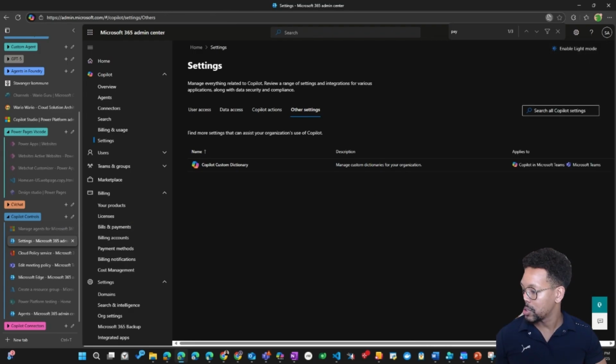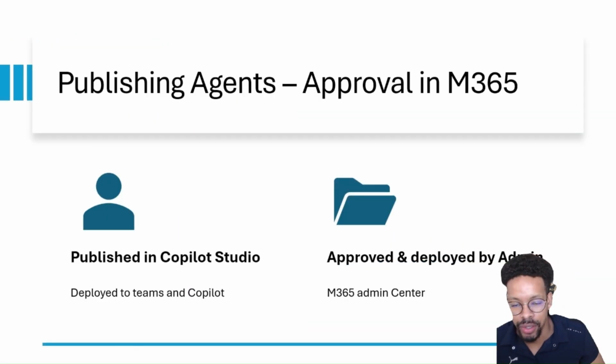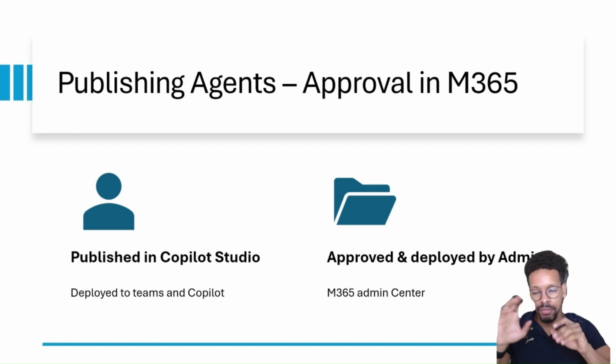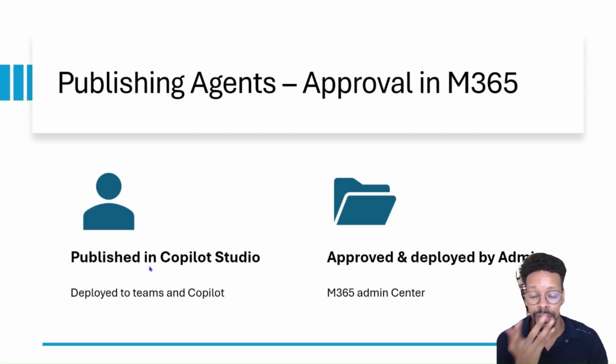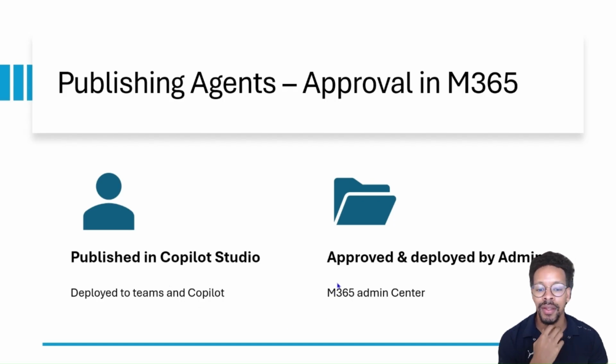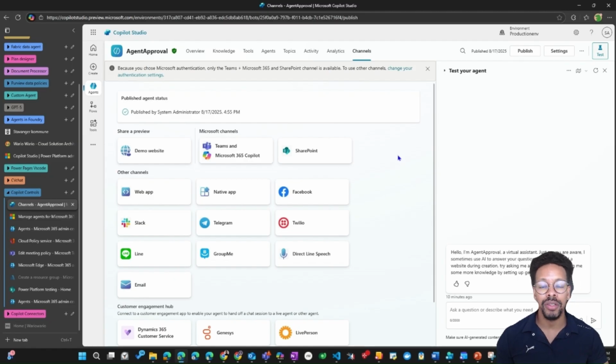Let's see what's the next topic. We are going to look at publishing agents and the publish approval flow. We will be looking at this because some agents can be published in Copilot Studio for both Teams and M365 Copilot, and then the admin in the M365 admin center has to approve and deploy the application. So, without wasting any time, let's just jump into Copilot Studio.